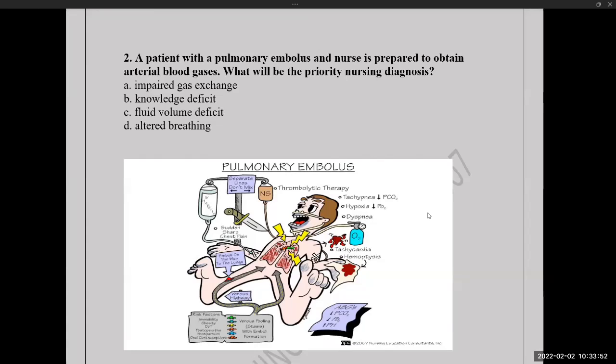Okay, so these are the certain situations where you will get questions related to pulmonary embolism. Clear? See, this is a life-threatening condition, so you will get these kinds of questions from critical care nursing.